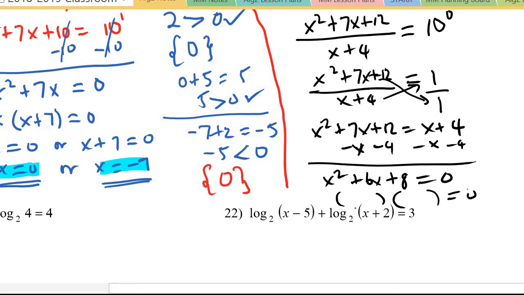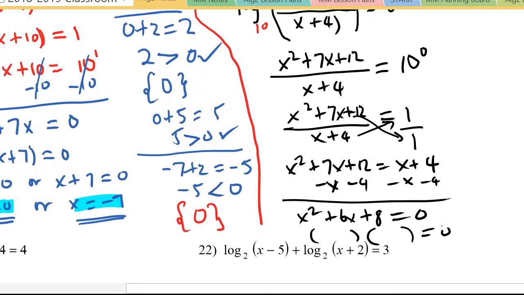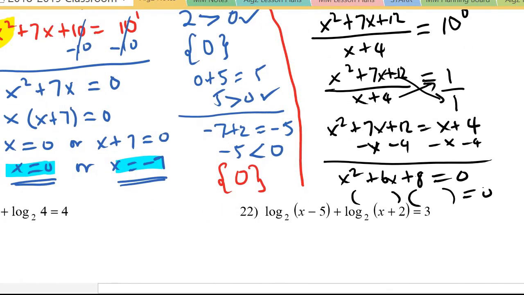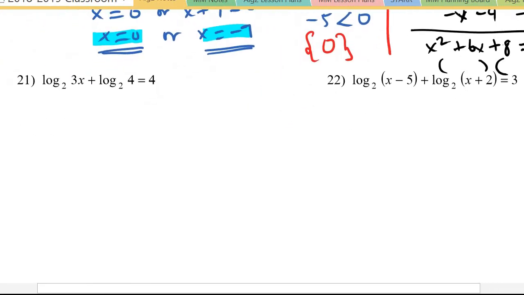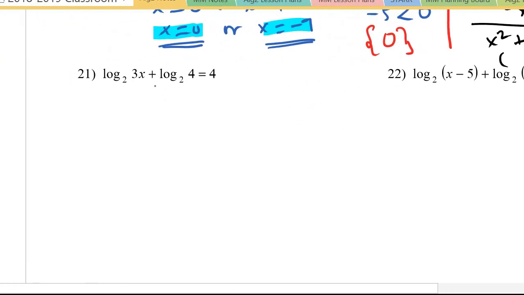Your job is to go ahead after you factor it, then you go check it to see if it works or not. I'll check in class tomorrow that you actually finished it, okay? Here is another one right here.